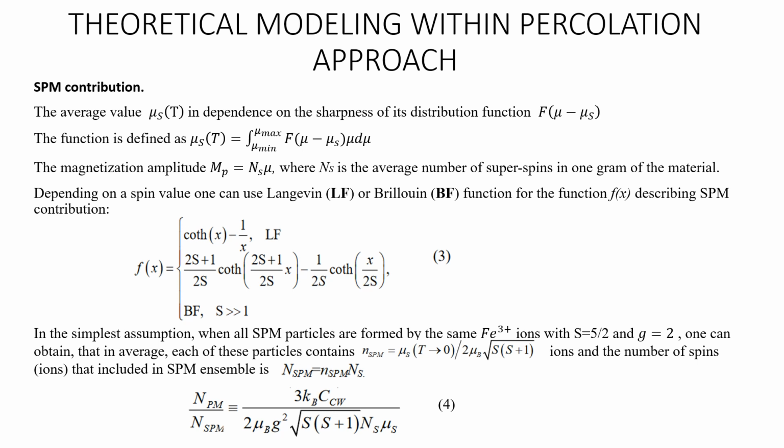The magnetization amplitude of the SPM contribution is equal to M_S equal N_S mu, where N_S is the average number of superspins in 1 gram of the material, having the average magnetic moment mu s. Depending on the spin value, one can use the Langevin or Brillouin function for the function describing the SPM contribution.